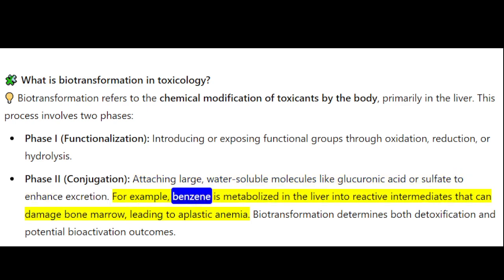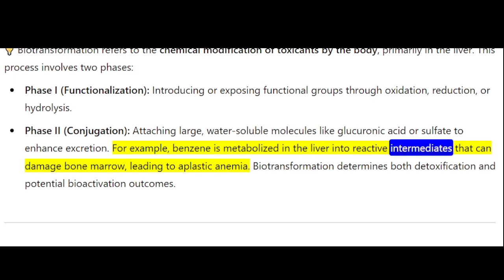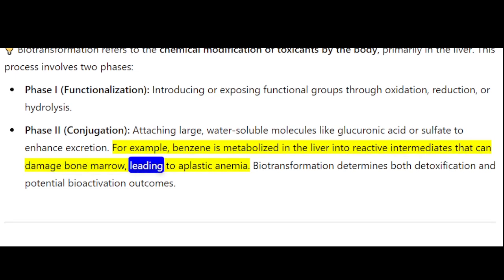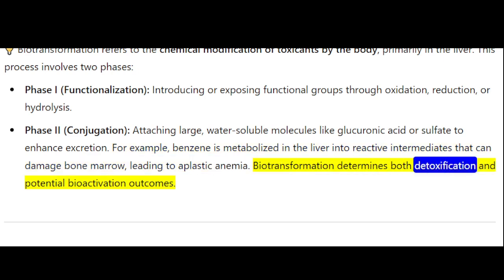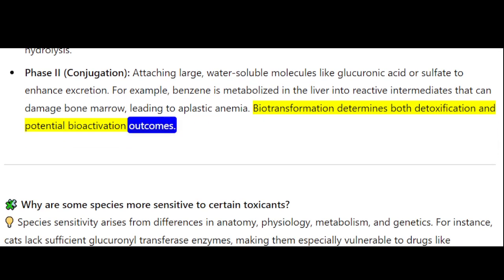For example, benzene is metabolized in the liver into active intermediates that can damage bone marrow, leading to aplastic anemia. Biotransformation determines both detoxification and potential bioactivation outcomes.